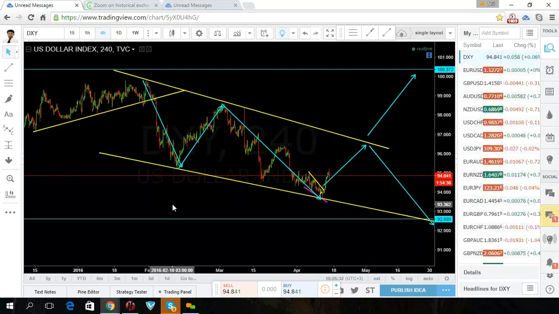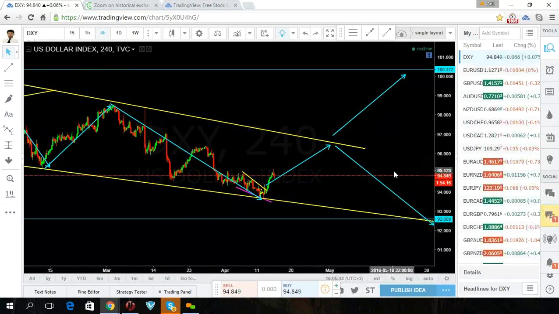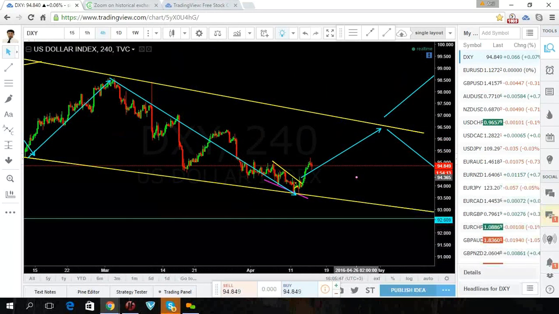So when we saw the structure telling us that this thing is about to turn, we said, be careful, we're about to turn, and we turned. It's not going to go up in a straight line. You don't have to freak out if you're in the trade and it's pulling back. It never moves in a straight line, right?